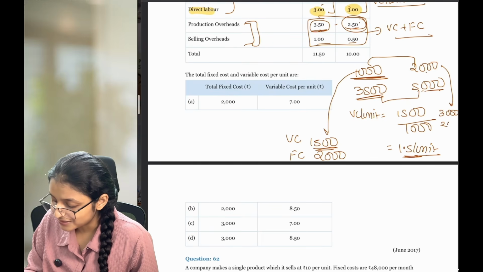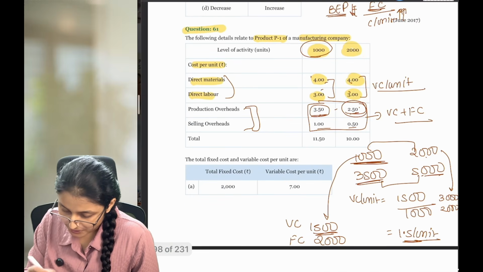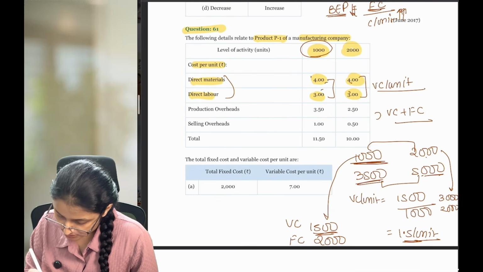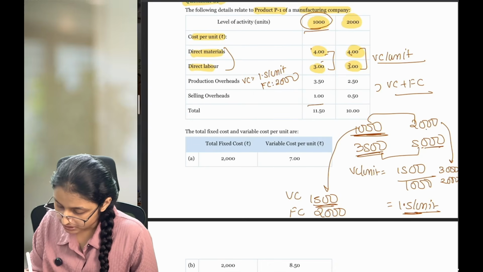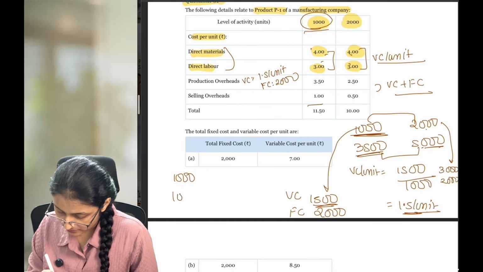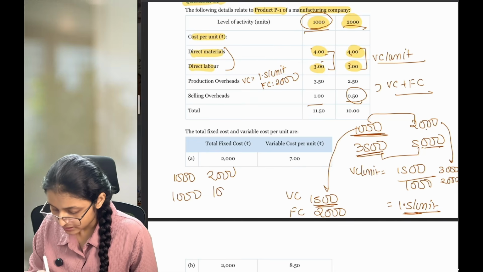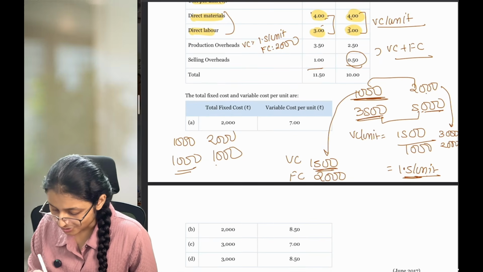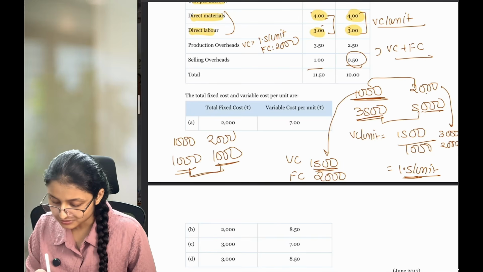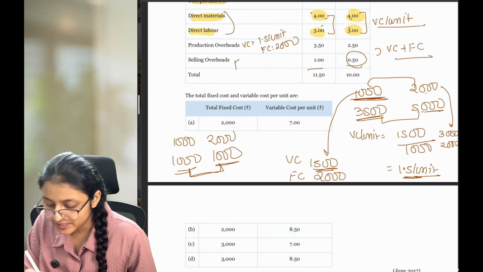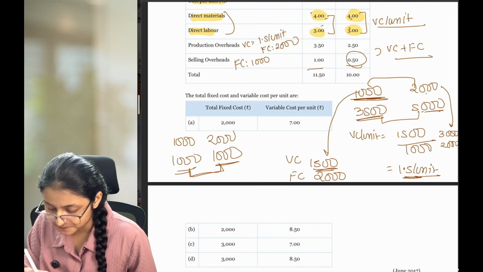3000 minus 5000, that means 2000 is the fixed cost. So for production overhead, I got to know that the variable cost is 1.5 per unit and the fixed cost is 2000 rupees. Next, for selling overhead, 1000 units multiplied by 1 will give you 1000 as the cost, and 2000 units multiplied by 0.5 will give you 1000 as the cost. So the cost in total is exactly the same. That means it is a fixed cost.